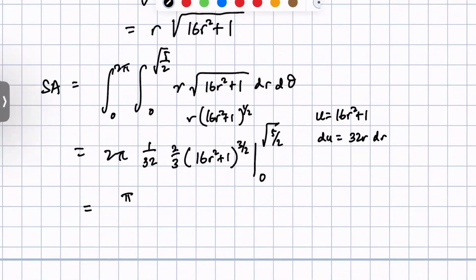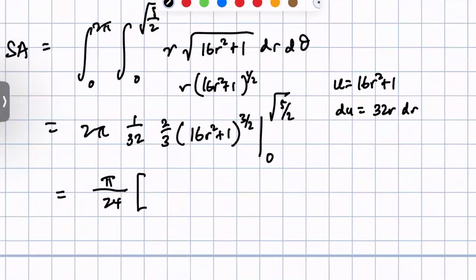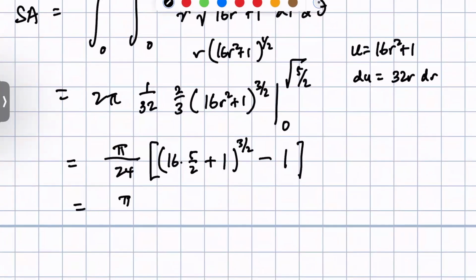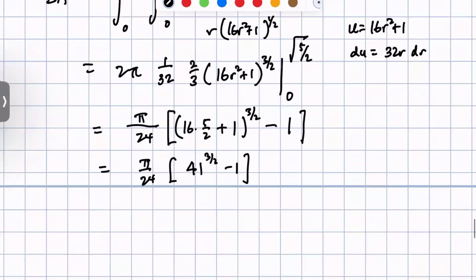So this becomes a pi over 24. And then let's plug in the 5/2. I get 16 times 5/2 squared, plus 1, to the 3/2, minus, well, when you stick in r equals 0, I just get a 1 there. So I just get a 1. And here we have pi over 24, and then this becomes 41 to the 3/2 minus 1. If you don't like fractional exponents, you can write 41 root 41 minus 1.